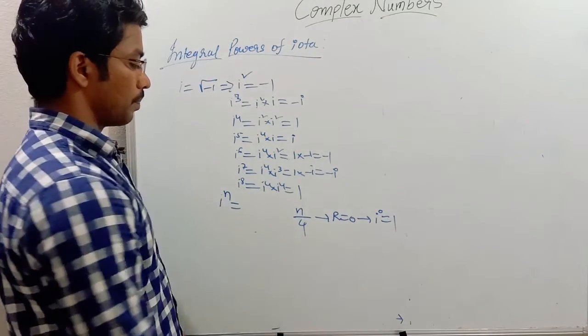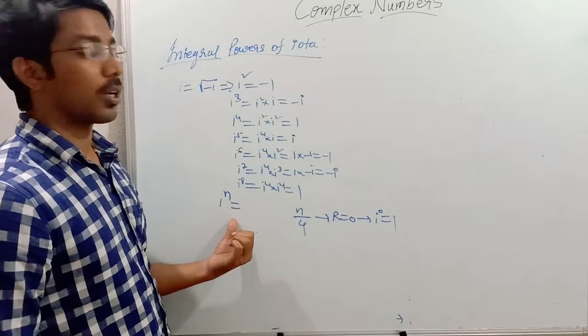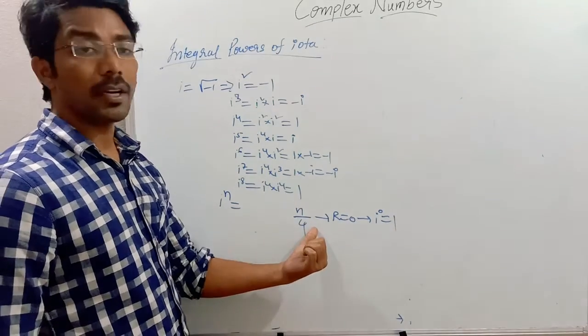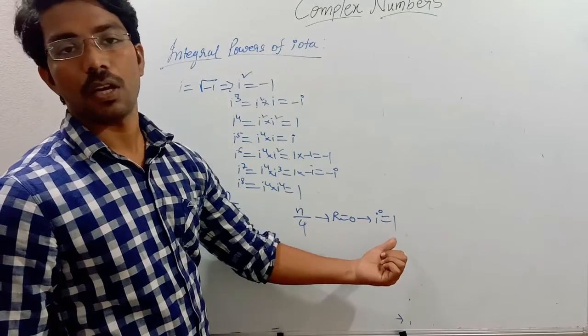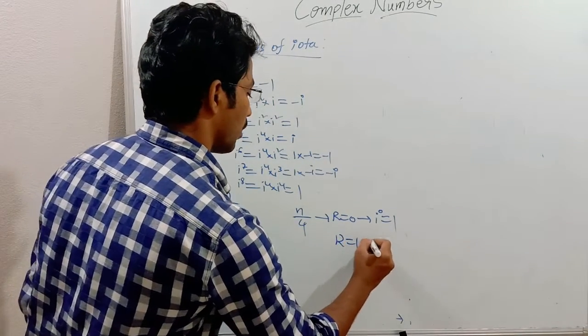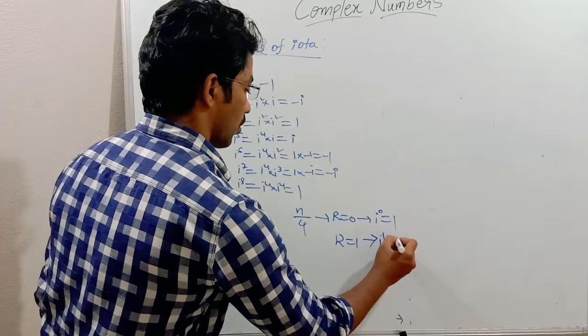So this is the short way how we calculate the higher power of iota values. Whenever the higher power of iota is given, divide the power by 4, and if we get the remainder as 0, then the iota value will be 1. If the remainder becomes 1 when divided by 4, then i power 1 is equal to i.